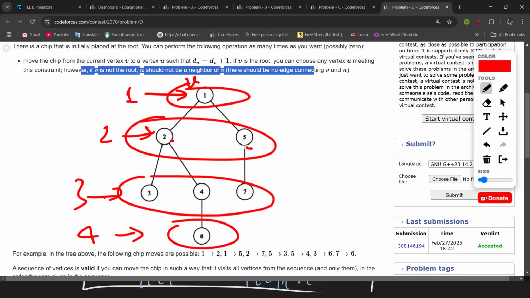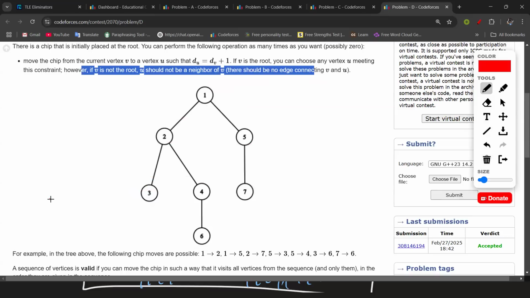It doesn't matter. But if you are at any other node, other than the root, then the next vertex where you move should not be adjacent. Okay, there should be no edge connecting v and u. So if you are at 5, you cannot move to 7 next, but you can move to 4 or 3 next. Okay, and if you are at 2, you cannot move to 3 or 4, but you can move to 7. That's what this statement states.